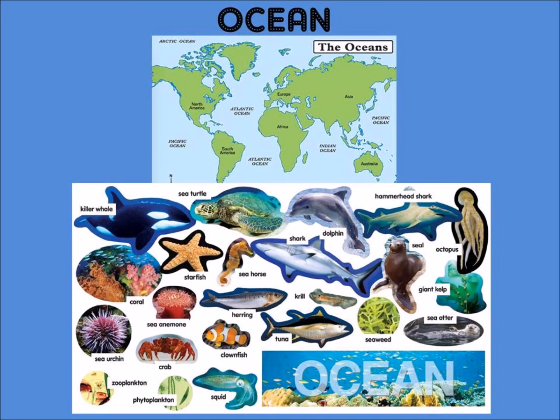Oceans are located all over the world. They cover 70% of the Earth's surface. There are five big oceans in the world: the Pacific Ocean, the Atlantic Ocean, the Arctic Ocean, the Indian Ocean, and the Antarctic Ocean. Oceans are saltwater ecosystems.